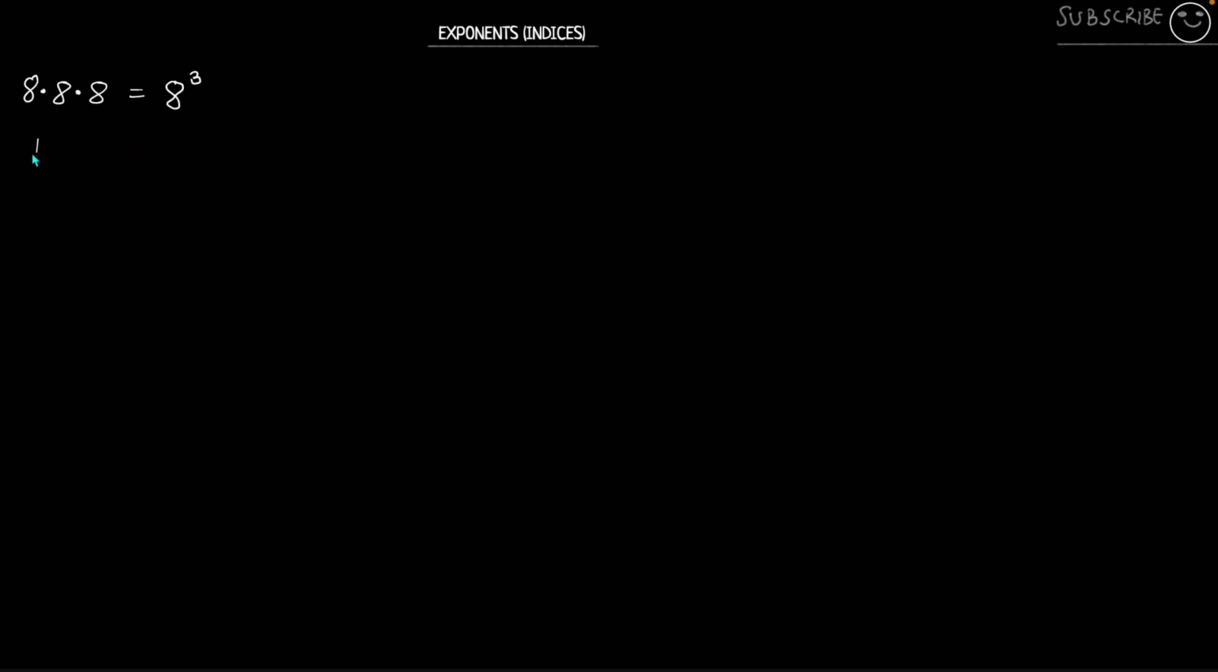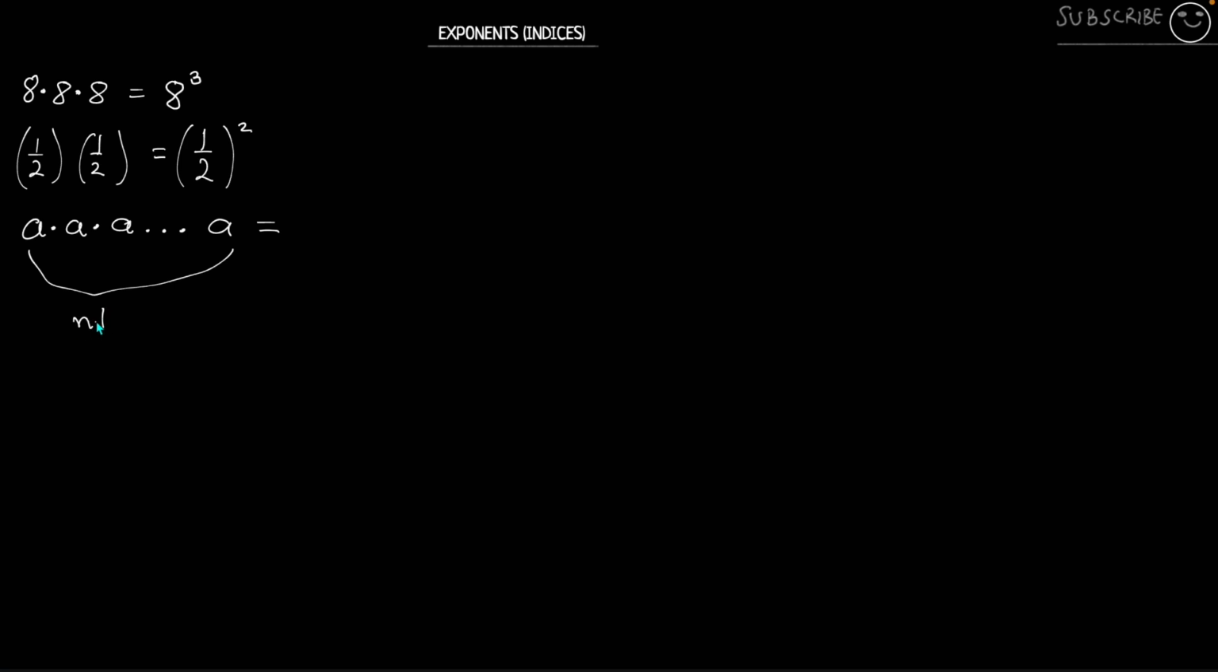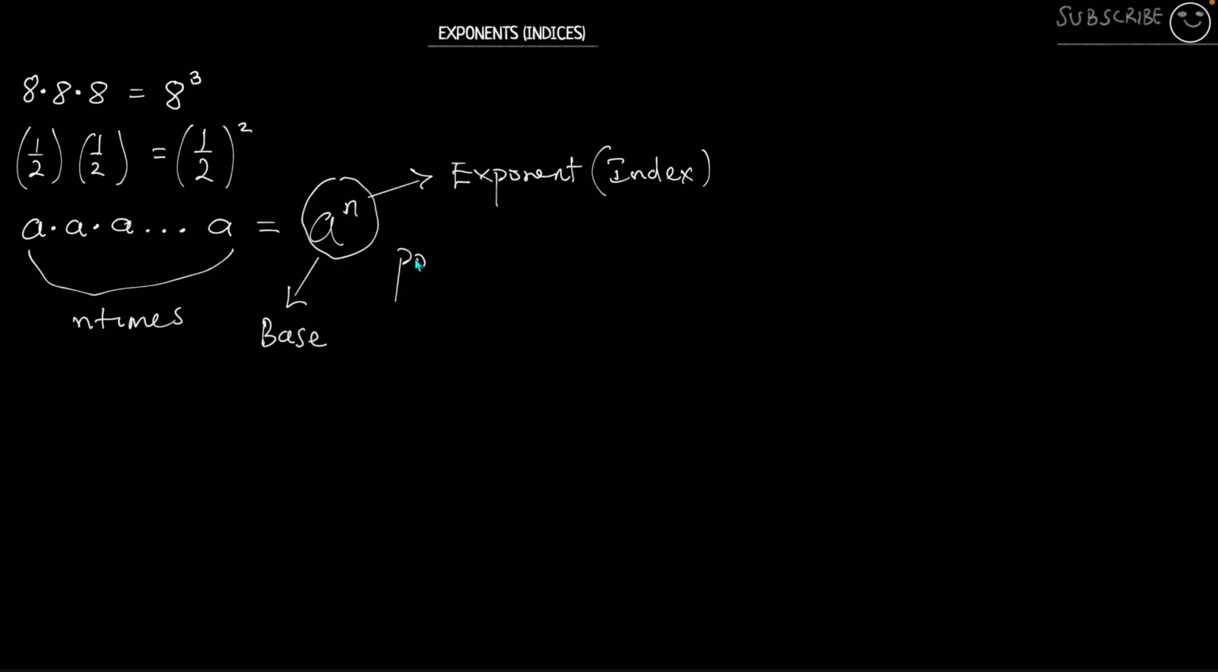Similarly, if you have to multiply 1/2 in 2 places, this can be written as 1/2 with a superscript of 2. Let's say you're trying to multiply a, n number of times. Then it translates to a with a superscript of n. This superscript is what we refer to as the exponent or the index, while a is referred to as the base, and everything all together is a power.